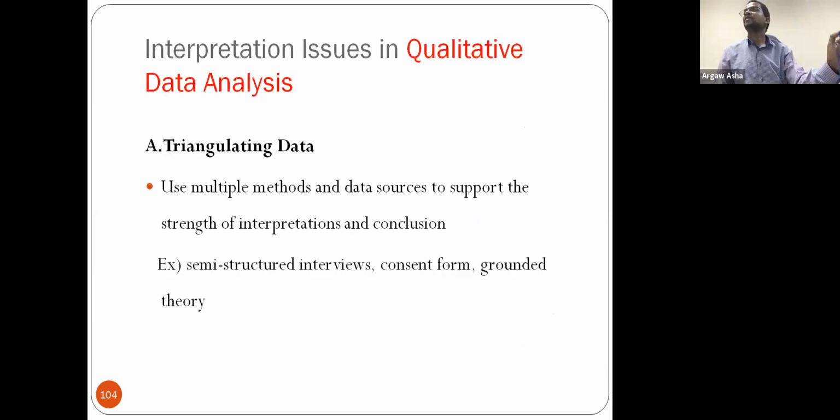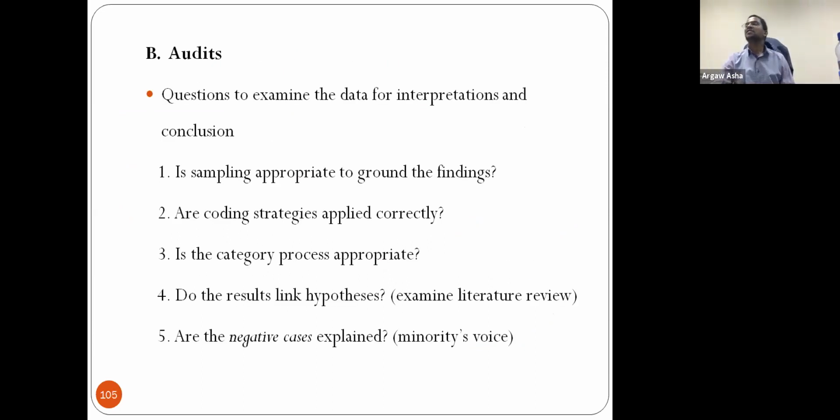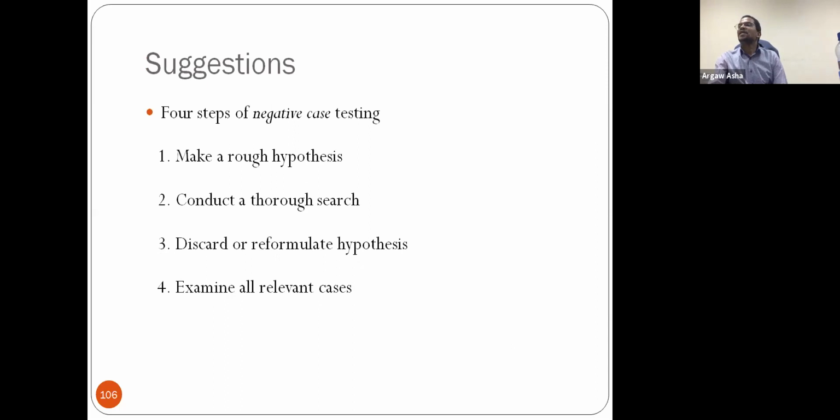Whenever we are interpreting, you can triangulate your data. You have multiple data sources, such as semi-structured interviews. You can check the data. Either you can do auditing by appropriate methods to the grounded theories, or check whether the process is appropriate, or whether there is a linkage between the hypotheses. You can check those cases.